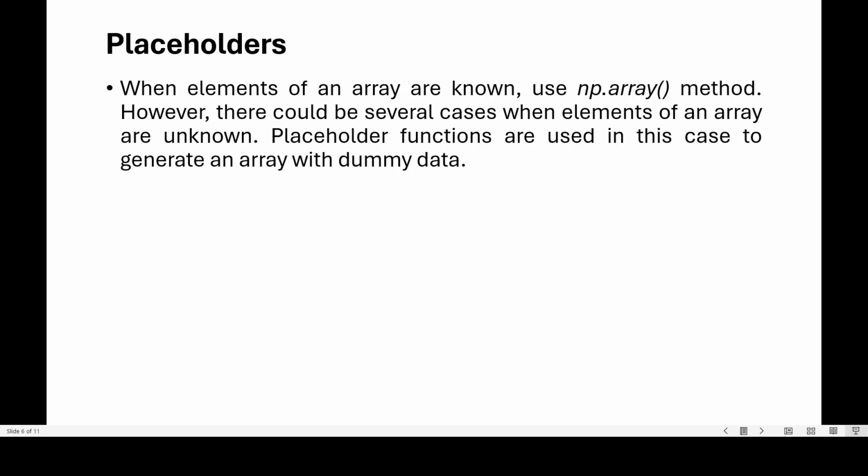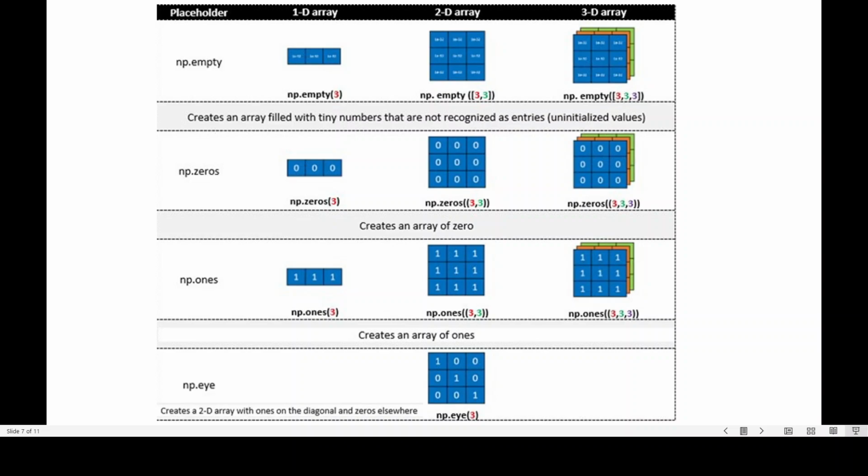Let us look at some commonly used placeholder functions. These are the commonly used placeholder functions available in NumPy: np.empty(), np.zeros(), np.ones(), np.eye(). Let us discuss them one by one. First we are going to see np.empty(). This function creates an array without initializing it. Sometimes it will display garbage values.